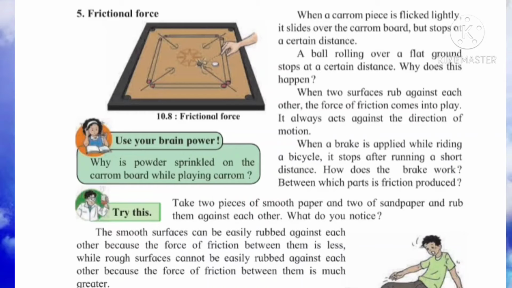Now see here, one example they have given. Okay, carom board, everyone knows. When a carom piece is flicked slightly, it slides over the carom board but stops at a certain distance. When we are playing carom by using the striker and we strike it, it will move for some time, and afterwards it stops.